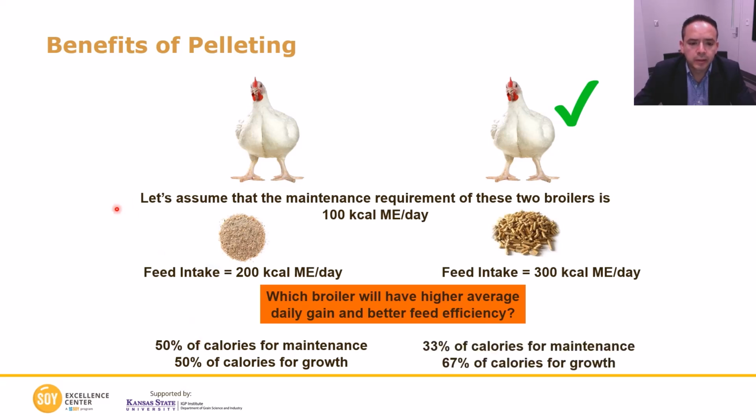This broiler, because it's consuming a higher level of energy, is going to be using 33% of the calories for maintenance and 67% of the calories for growth. So this broiler is going to be way more efficient than this one. And I'm just using the example of energy here, but this can be applied to all the different nutrients. This broiler is going to be consuming more digestible lysine and more digestible amino acids than this broiler, so it's going to have more fuel for meat accretion.